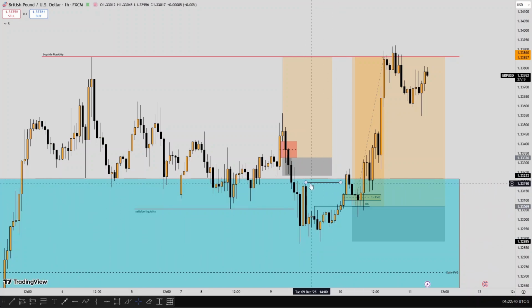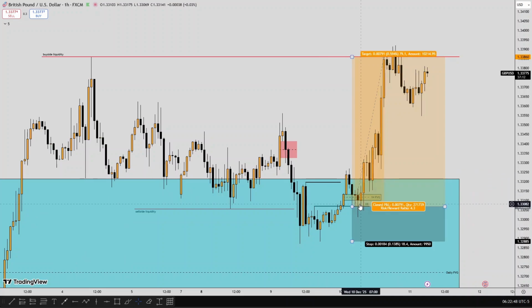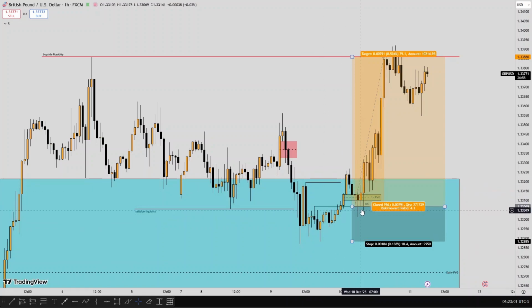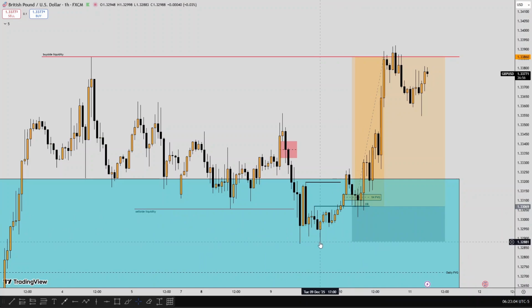the shift in structure, taking out this high. After price took out this high, leading to this shift in structure, retracement, or the block. This was the last change in state of delivery before actually running out the swing high, which is another block. Price retraced to the other block as an entry level, stop at the swing low, and your target the buy side liquidity.